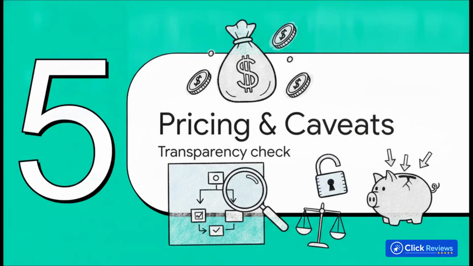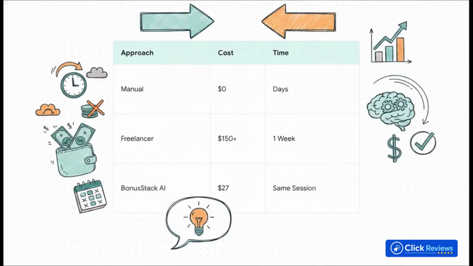All right, on to section 5, pricing, costs, and caveats. Let's do a quick transparency check. Let's just look at the really stark contrast in these approaches here. Look, doing this all manually, sure, it costs $0, but it's going to eat up days of your time per campaign. Hiring a freelancer, that could easily run you hundreds of dollars and take a full week to get back. But with BonusStack AI, it's a one-time $27 and you're finishing the whole stack in the exact same sitting.